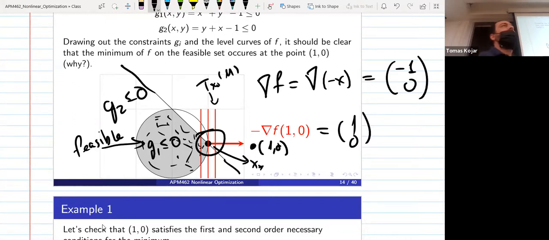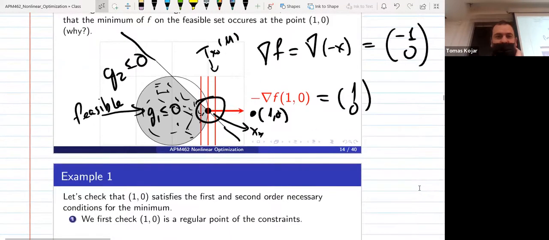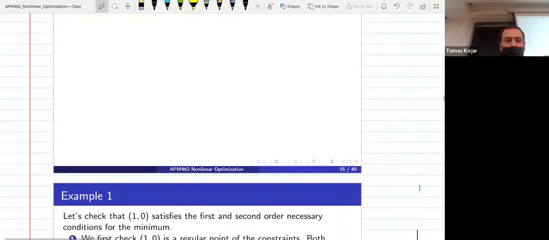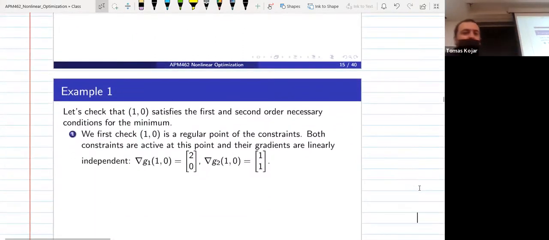All right, and I'm going to prove that mathematically, but that's how you see it from the picture. You pick the first point where this tangent space touches the feasible set. Okay, good. And this point would just be (1, 0). So let's check it. I have to check the first order and second order.